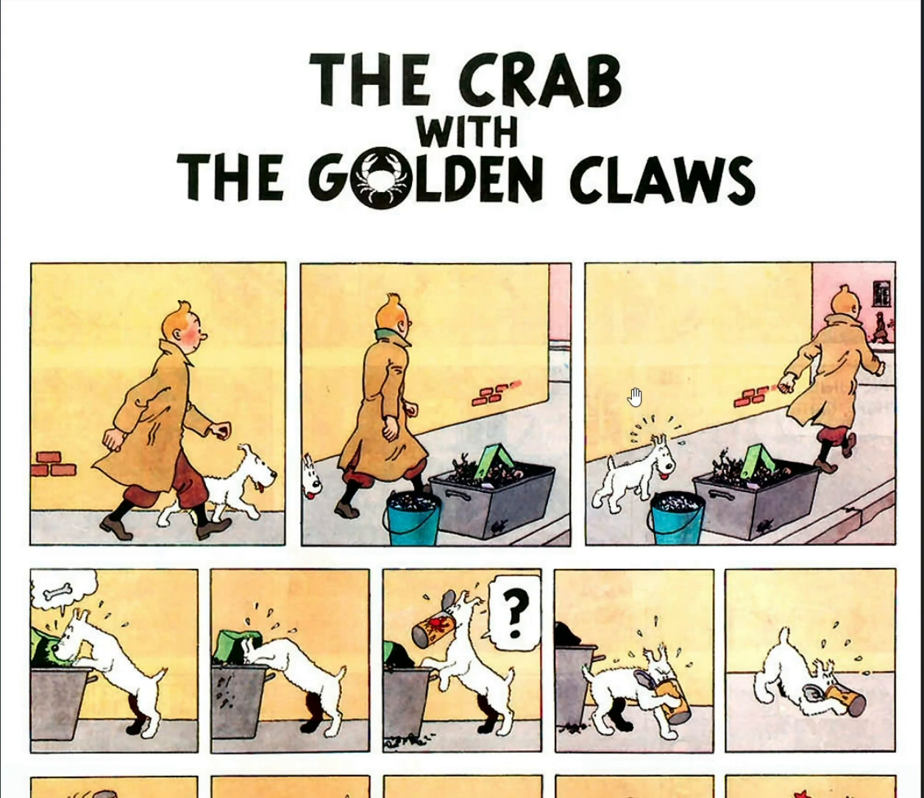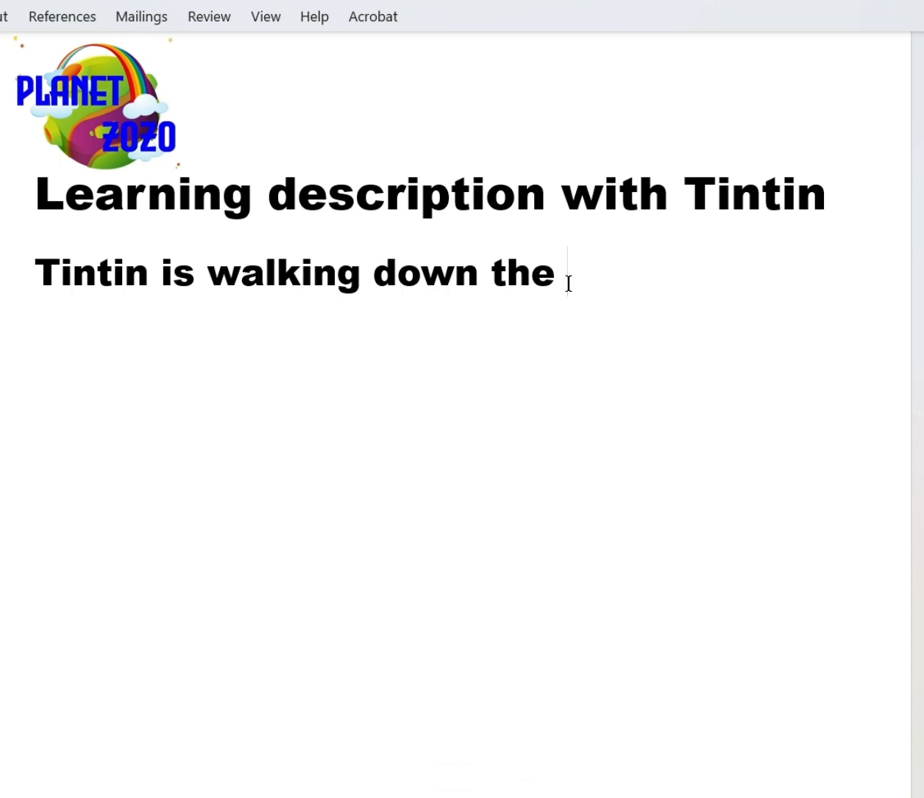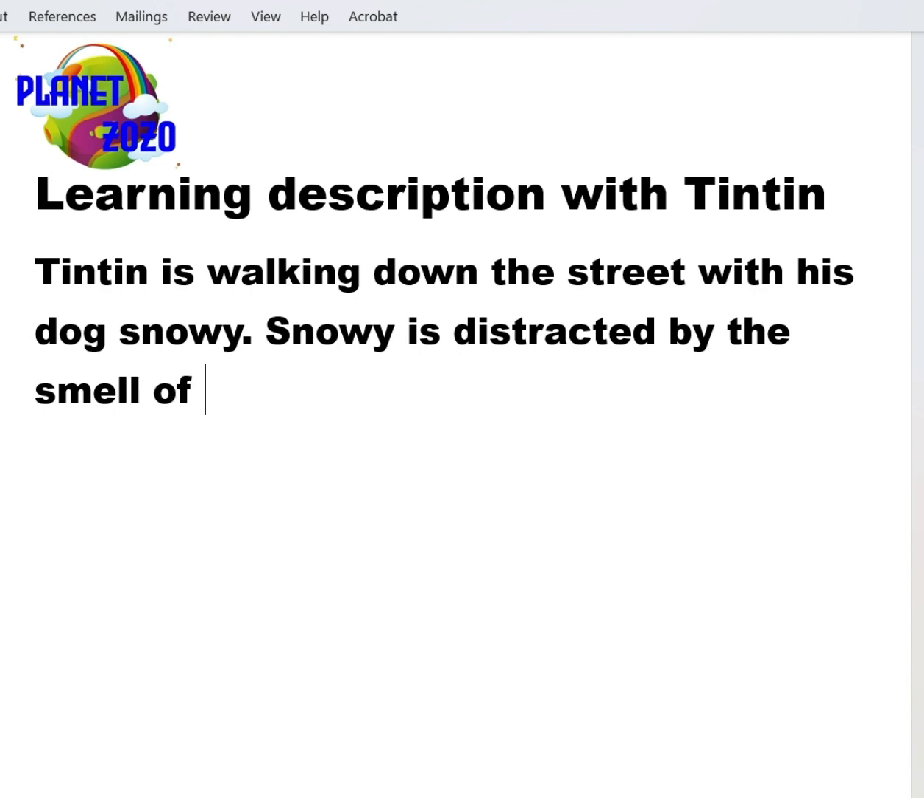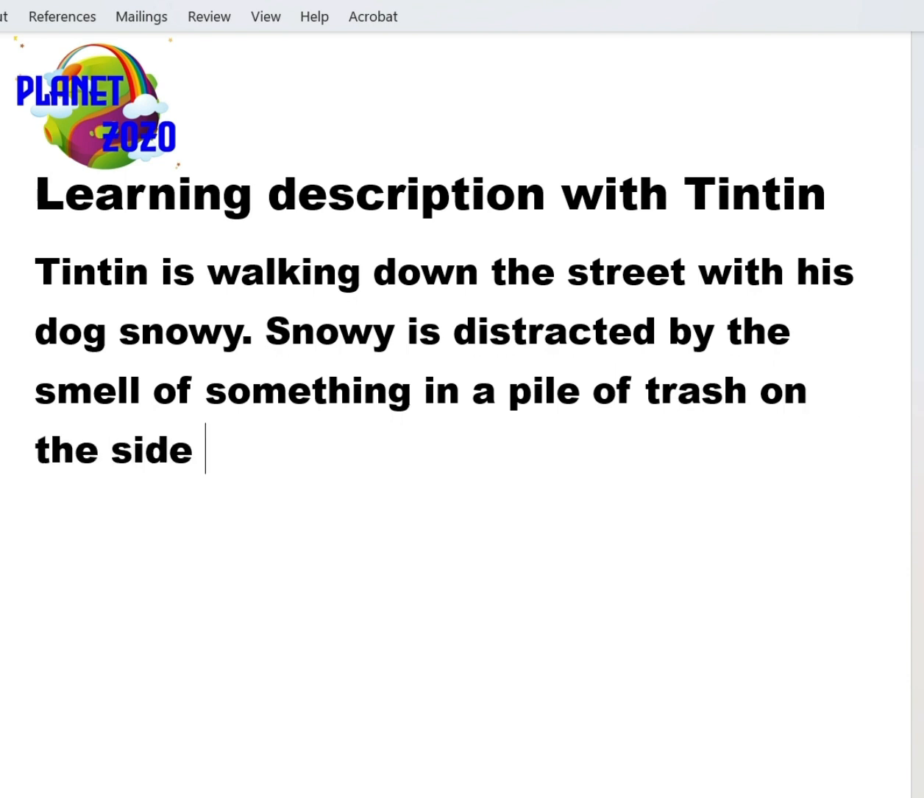What's happening here? Tintin is walking down the street with his dog, Snowy. We can say full stop, so the intonation goes down. Snowy is distracted by the smell of something in a pile of trash on the sidewalk.